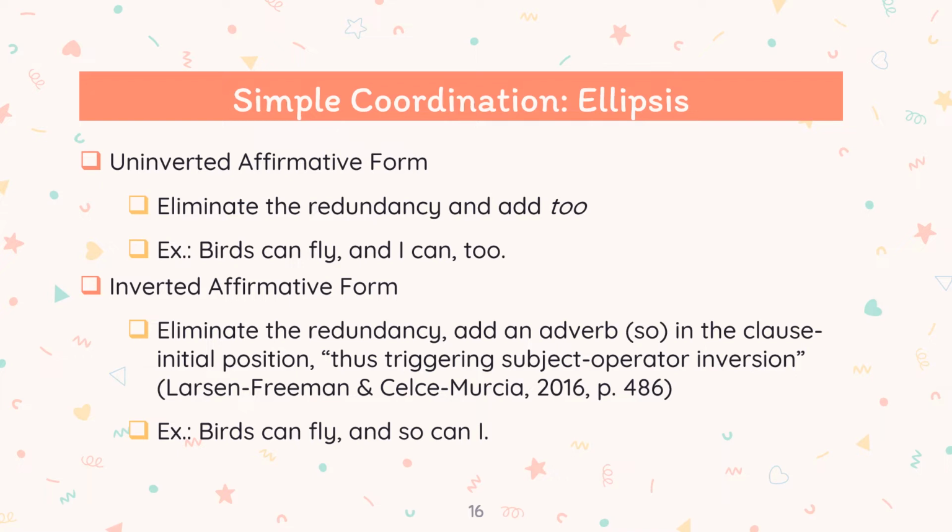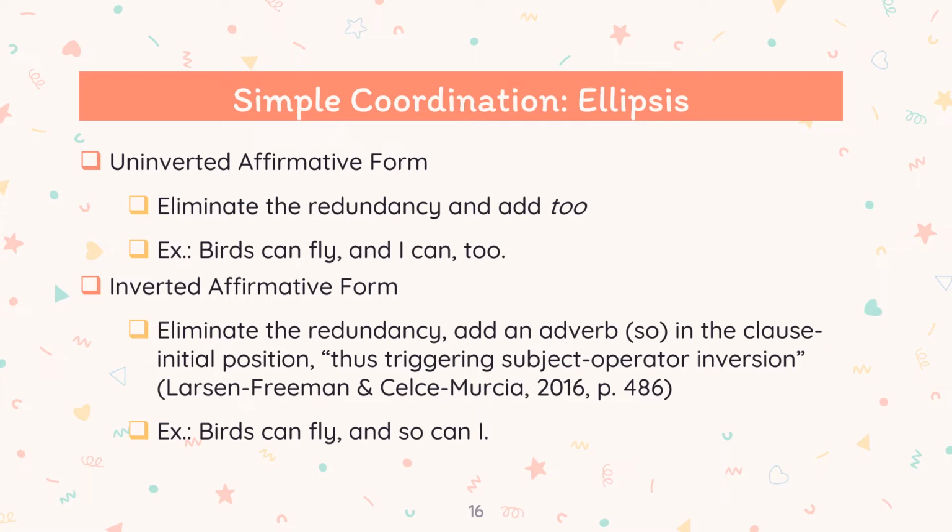The first kind of ellipses is an uninverted affirmative form. So you eliminate the redundancy and add the word to. Here's an example. Birds can fly, and I can too. So we eliminated the part that says fly, and obviously the word birds, because we're not talking about birds the second time, and then added the word to.